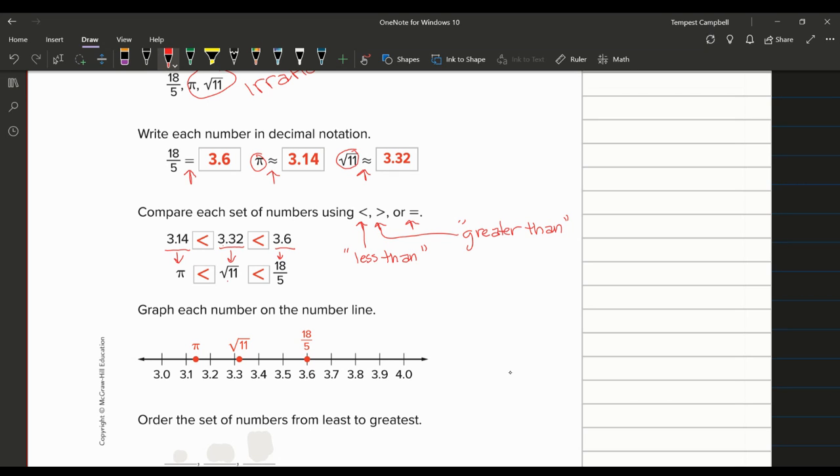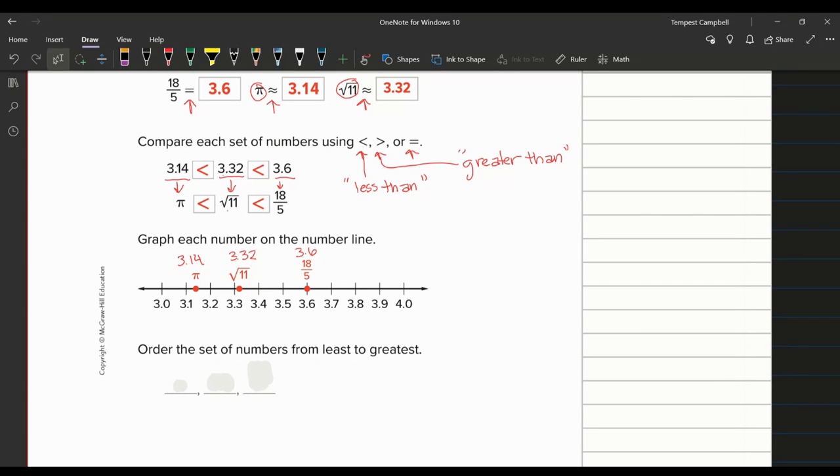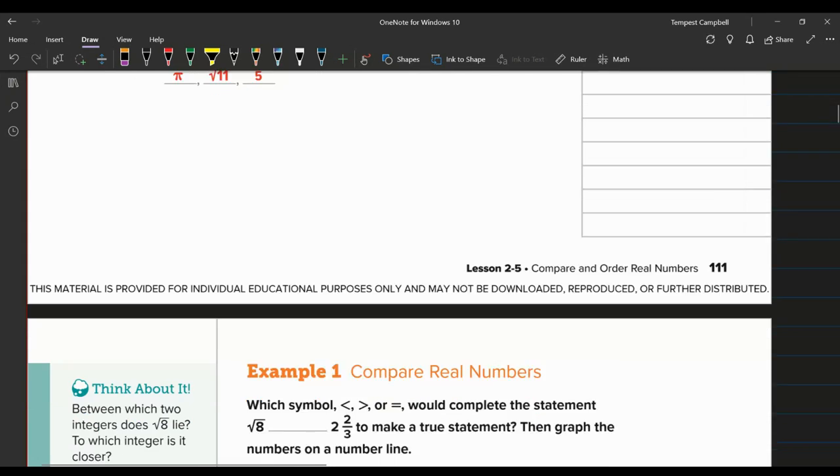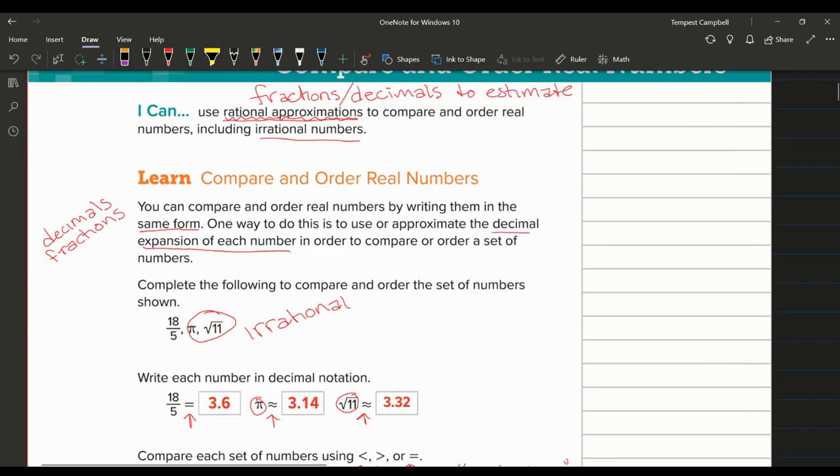When we graph it on a number line, we use our decimals to help us. So pi is between 3.1 and 3.2. Square root 11 is between 3.3 and 3.4. If we wanted to write our decimal expansions above, we have 3.14. Square root of 11 is about 3.32. And then 18 divided by 5 is 3.6. So it's exactly on the 3.6. When we order them from least to greatest, it's just going to be pi, square root 11 and then 18 divided by 5. Go ahead and let's move on to example 1.